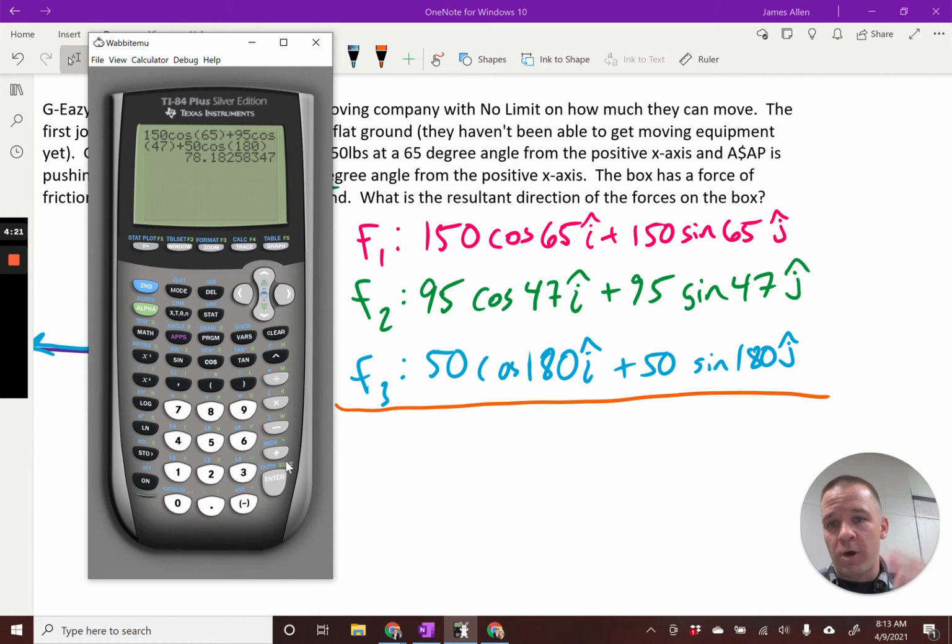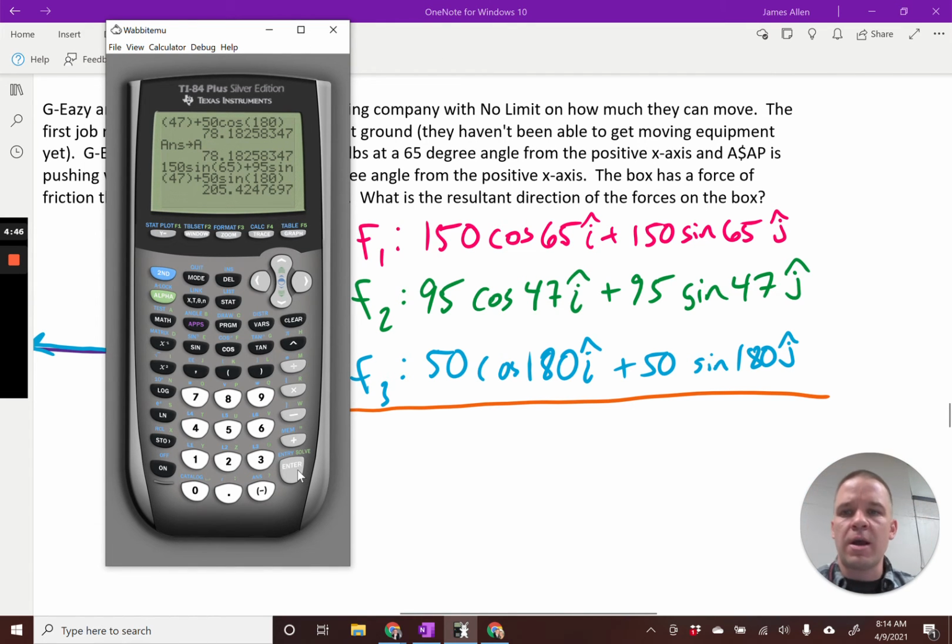I got 78.182583, blah, blah, blah. Remember, yo-ro. So how do we do that here? I'm going to store these. I'm going to store it as A, because that makes sense when we're talking vectors. Oops, I need to hit store first. Store, alpha, A, enter. Donezo. Now, let's get B.